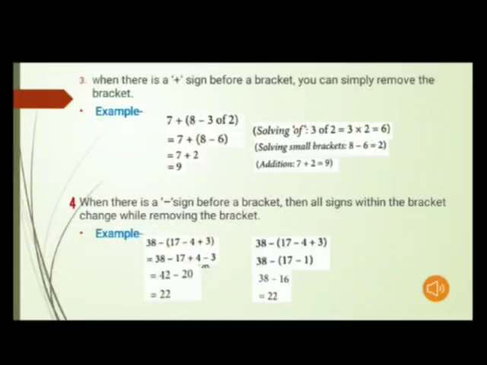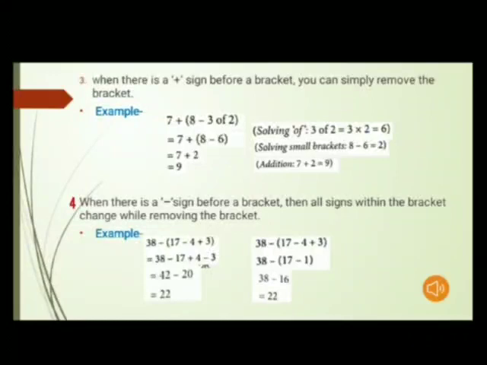As you can see in the first case, 38 minus, now see in the bracket, 17 minus 4 plus 3, bracket close. As you can see here, a minus sign is given before the bracket. Now all the signs inside the bracket will be changed. Or you can say plus signs within the bracket will change to minus signs and all the minus signs within the bracket are changed to plus signs when we remove the bracket. So it will be 38 minus 17 plus 4 minus 3.